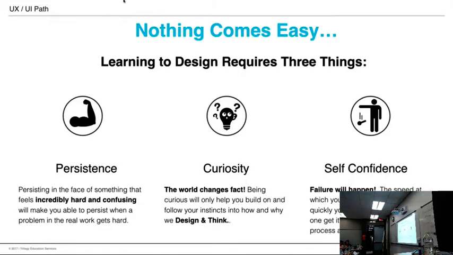Now, nothing comes easy. So there are some things that I want all of us to take, these values, and own them, right? Persistence. Keep trying. Don't just stop, right? There's an opportunity to fix things. There's an opportunity to keep going.